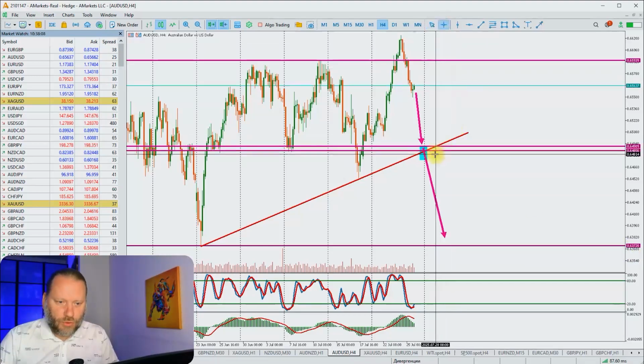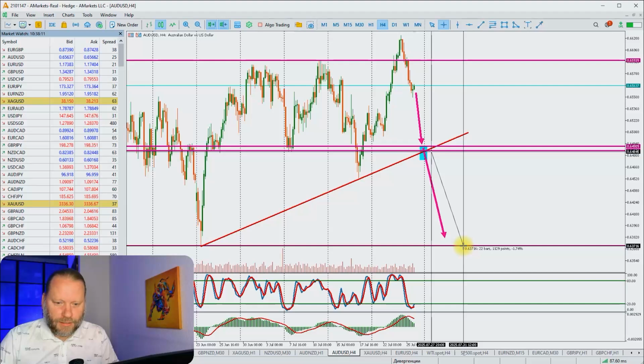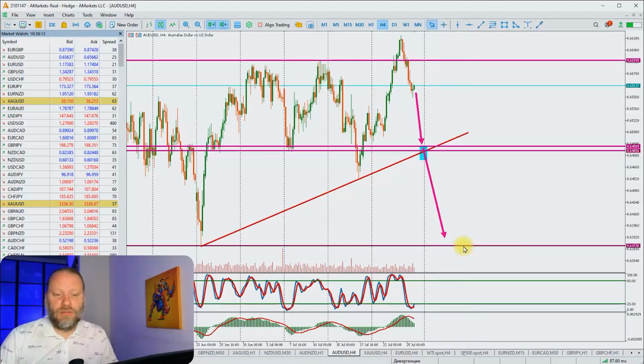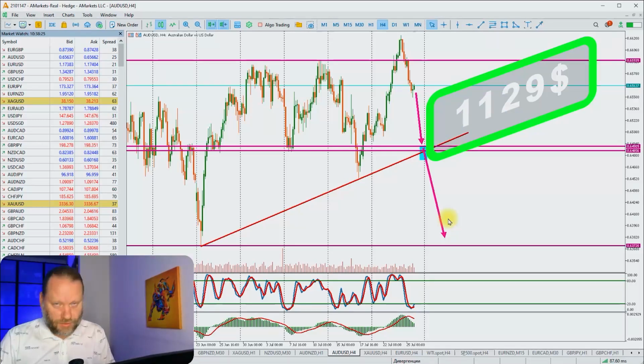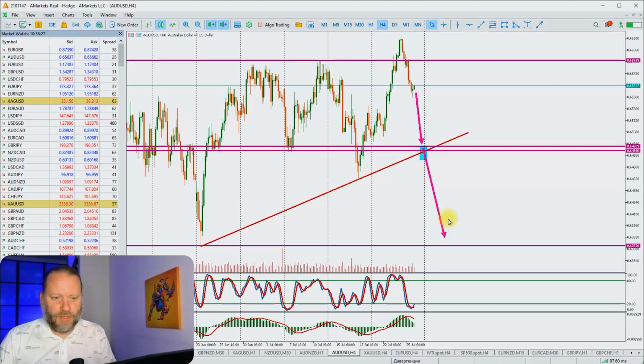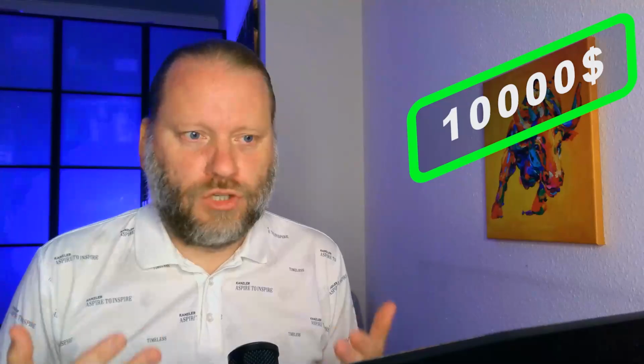It is 0.63720. And let's see how many points there are to this line. It turns out to be 1,129 points. So it turns out that if the price goes further down and you do not have a stop loss, you should lose 1,129 pips or $1,129 if you trade the same lot. But if you only have $1,000 on your deposit, this would be fatal for you, meaning you would lose your deposit. Now let's calculate what would happen if you had not $1,000 on your deposit, but $10,000.